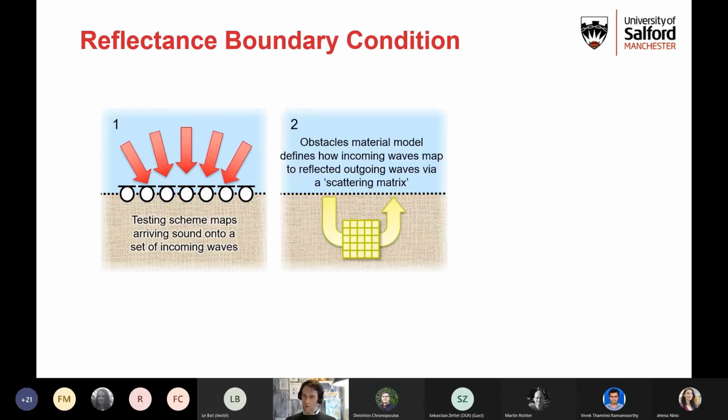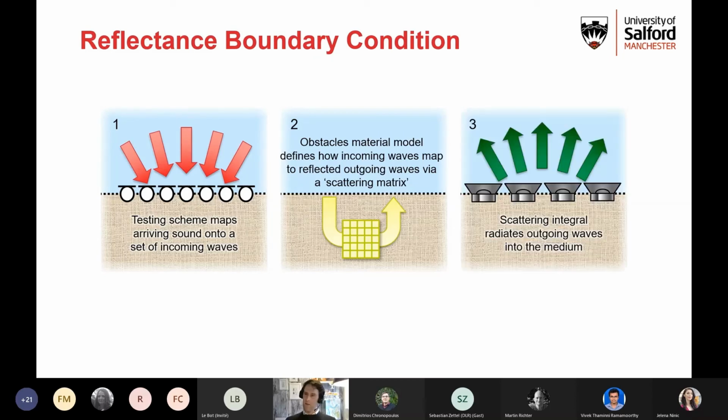You'd then find that you had an obstacle material model that defines how incoming waves map to outgoing waves. And this could be done via a scattering matrix, perhaps, or coupled into one of the sophisticated models that you've been developing. And then it gets radiated out in certain directions by this loudspeaker array.